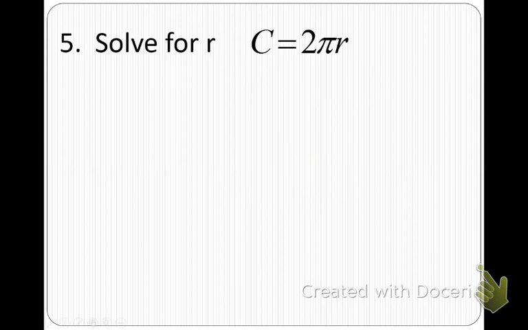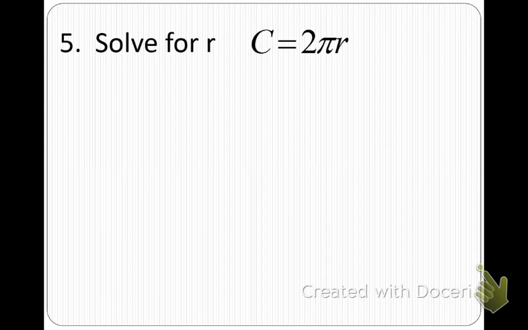Okay. Now, there are some formulas that don't have this extra term, but they've got a couple of coefficients, is kind of a rough way of saying it. We have more than just one numerical coefficient to try and clear away from our variable. So like for number 5, we got C equals 2 pi r. That's your circumference formula for a circle. If you wanted to get the radius by itself, we need to get r isolated. We need to get everything off of the r. Right now, this means 2 times pi times r.